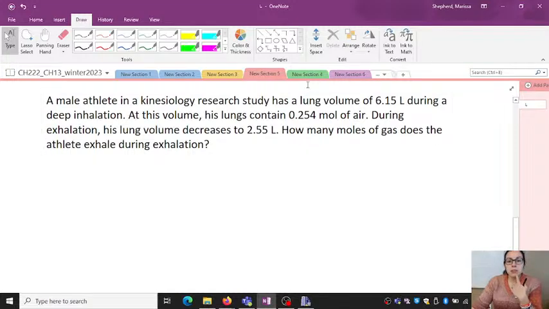So let's see if we can do this really quick, and then I'll give you a preview at least of how you don't have to memorize anything but PV equals nRT. We have an athlete in this kinesiology research study who has a lung volume of 6.15 liters during deep inhalation, and at this volume his lung contains 0.254 moles of air. Then he exhales, and the lung volume decreases to 2.55 liters. Watch the wording on this problem: how many moles of gas does the athlete exhale? I'll give everyone a couple of minutes to do that.